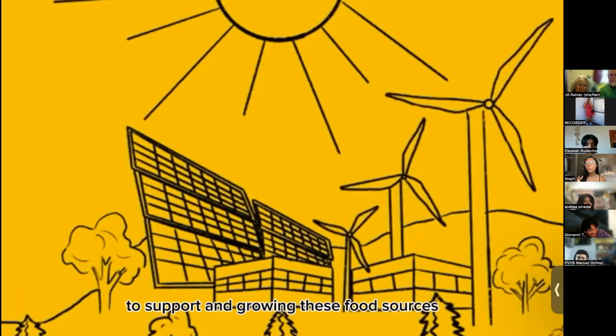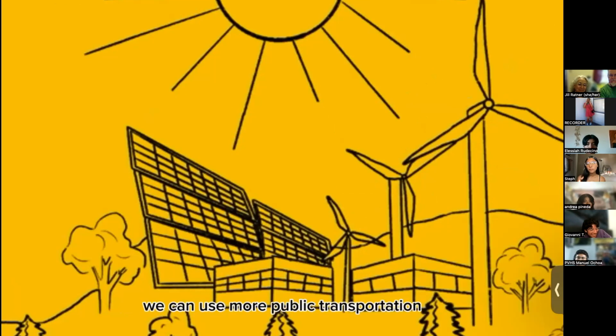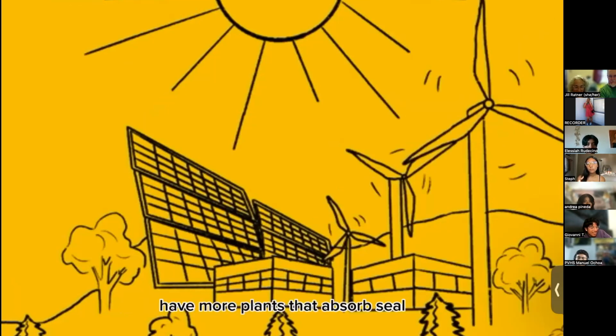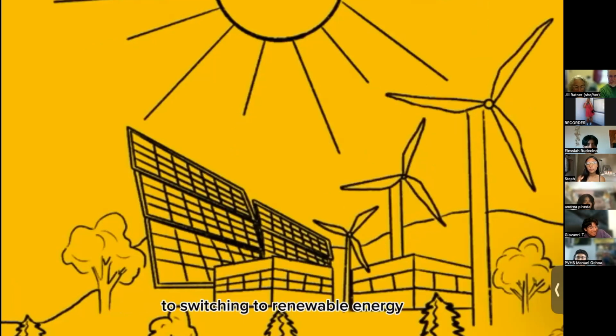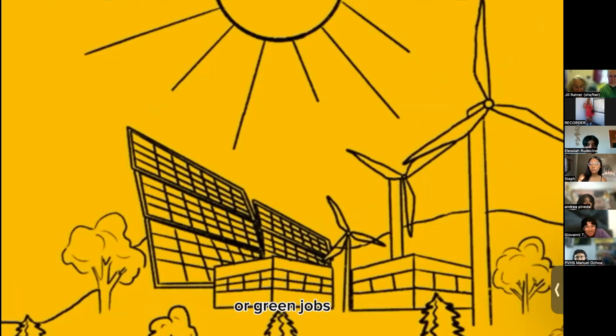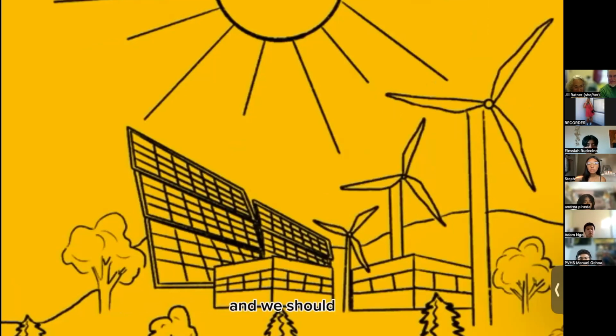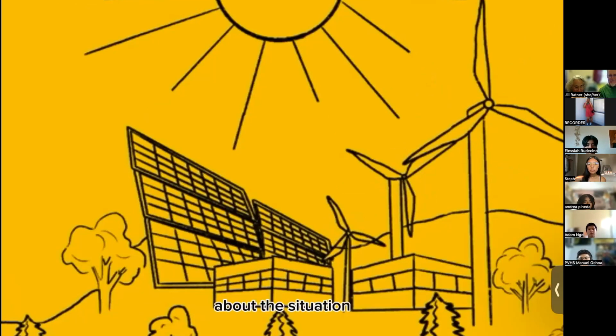We can use more public transportation, have more plants that absorb CO2, switch to renewable energy, and hold pollutants accountable, such as refineries. We can also have more green jobs, meaning jobs in businesses that produce environmental and green goods. And we should educate others and spread awareness about the situation.